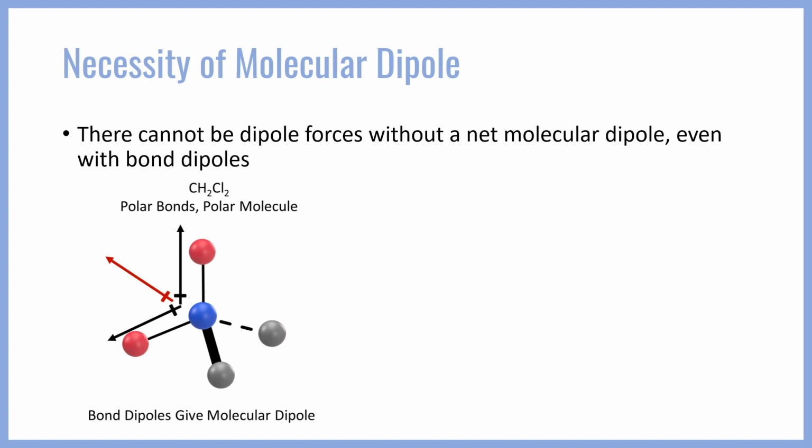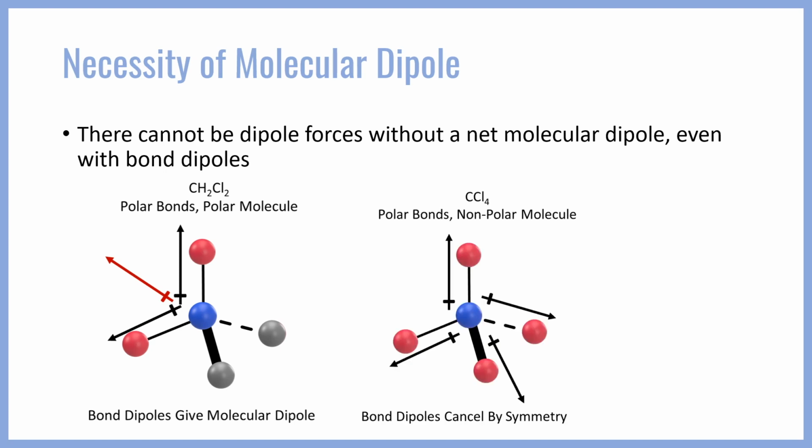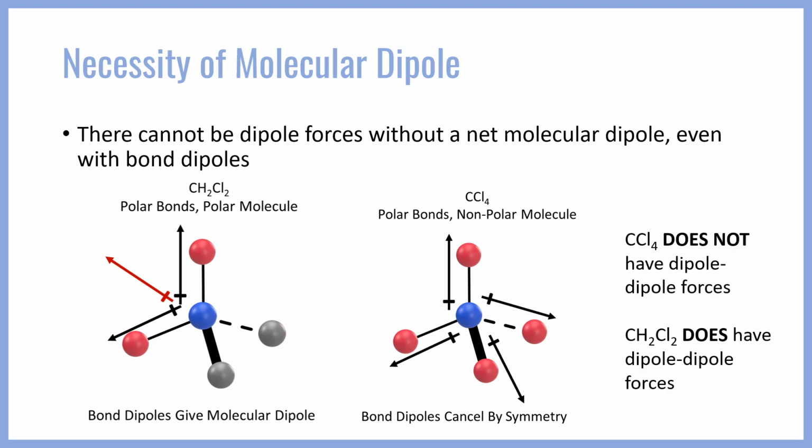On the other hand, if we look at carbon tetrachloride, or CCl4, this is not the case. Although all of the C-Cl bonds are identical and polar, the vector sum ends up canceling in three-dimensional space due to the symmetry of the tetrahedral geometry. This means that carbon tetrachloride is actually 100% nonpolar. What this means is that carbon dichloride, or CH2Cl2 on the left, will exhibit dipole-dipole forces, whereas the molecule on the right, CCl4, will not exhibit dipole-dipole forces.